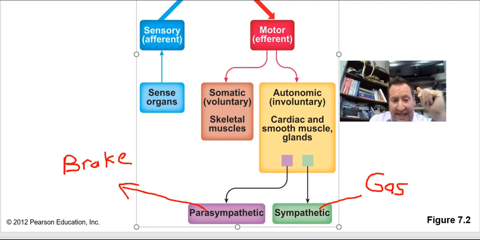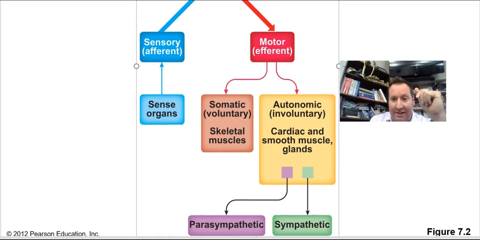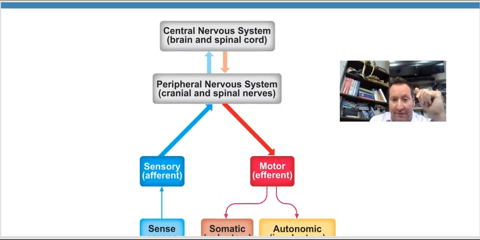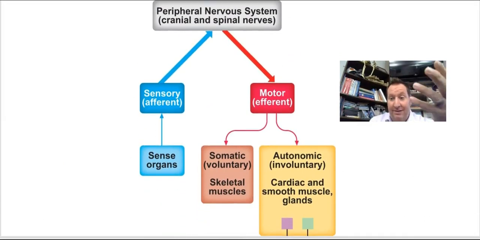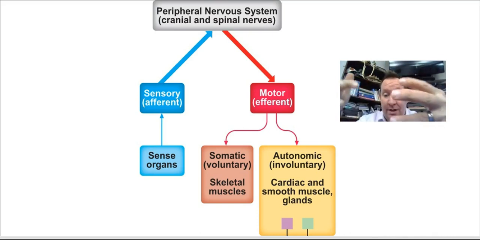So let's take a look at this again to make sure that we completely understand what's going on here, because if you can understand this, things make sense. When we look at the peripheral nervous system, it is divided into your sensory, which we call the afferent because it's taking in information and sending it to the central nervous system. And then you have your motor division, also called your efferent, which is sending information away from the central nervous system.